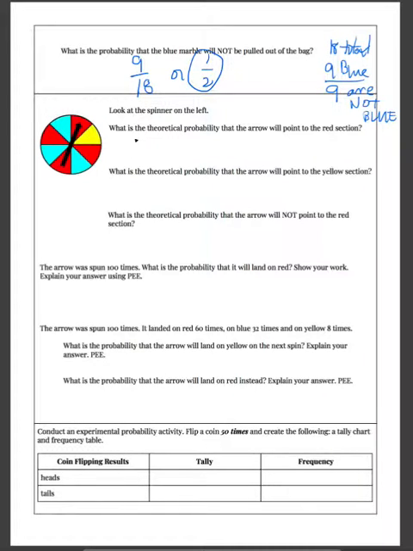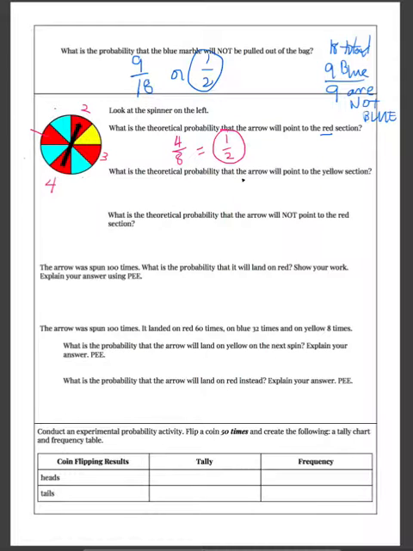Look at the spinner on the left. What is the theoretical probability that the arrow will point to the red section? Okay, so how many red sections? 1, 2, 3, 4. How many sections does the spinner have in all? Okay, 5, 6, 7, 8. So the theoretical probability that the arrow will point to red is 4, because there are 4 red sections, over 8, which is the total, or 1/2.